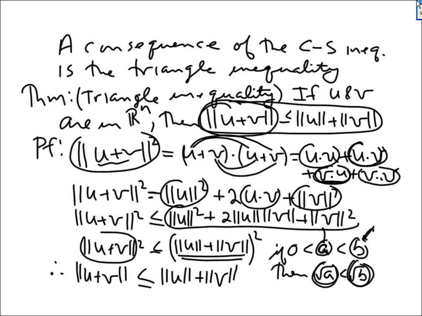This is true in any dimension. That's really neat stuff. It doesn't matter what dimension you're in. The length of u plus v is less than or equal to the length of u plus the length of v, in R2 and R3 and R25, doesn't matter what dimension we're in. Okay, let us prove this.